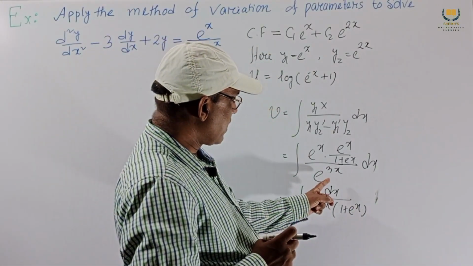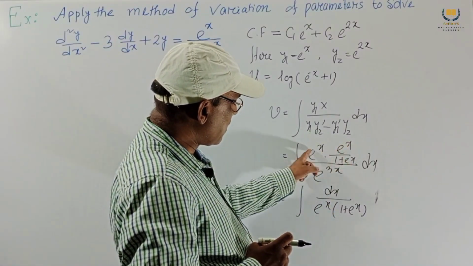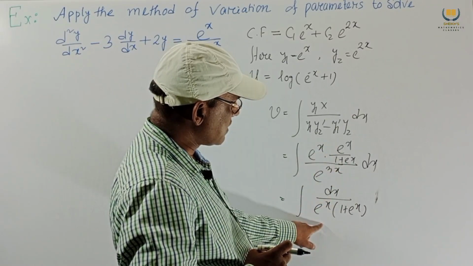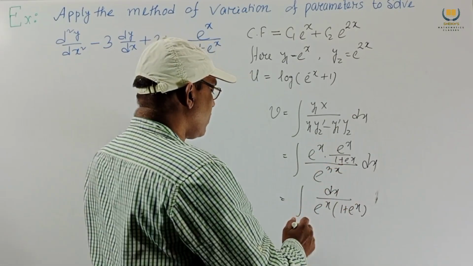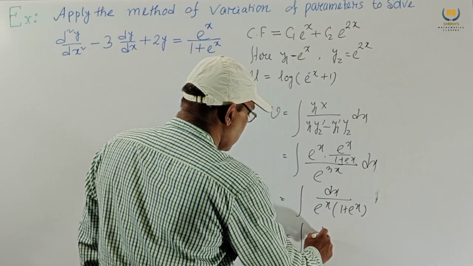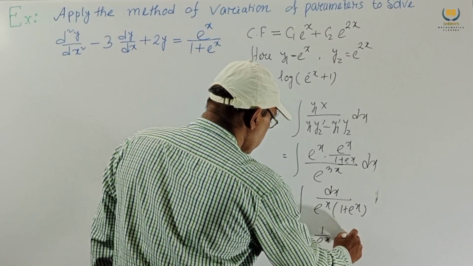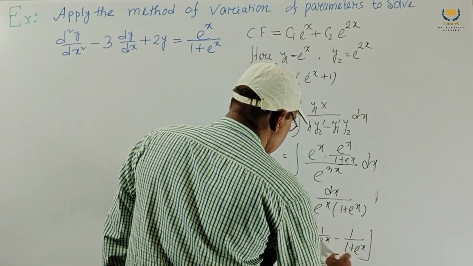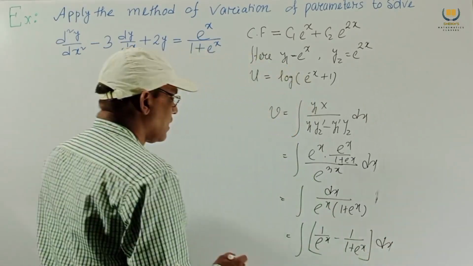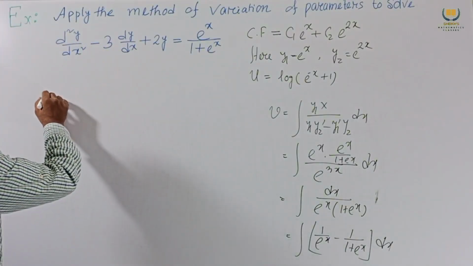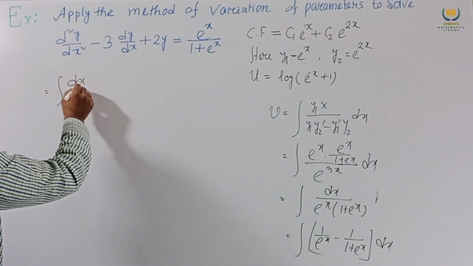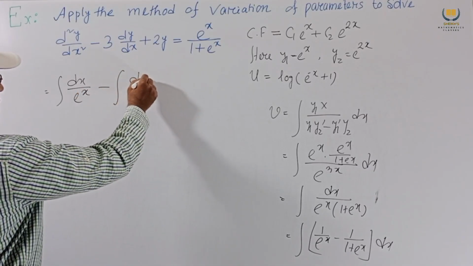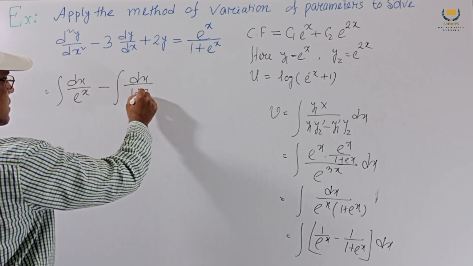So, if we multiply this, then e to the power twice x, and this one, 3x minus twice x is x, and this one here. Now, we integrate this directly: 1 by e to the power x minus 1 by 1 plus e to the power x dx. We integrate this one: integration dx by e to the power x minus integration dx by 1 plus e to the power x.